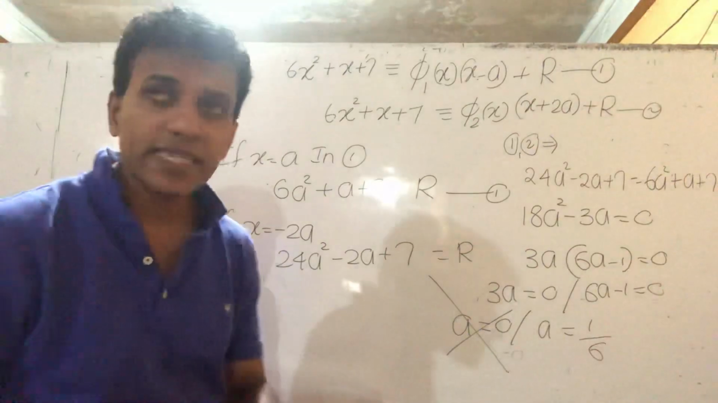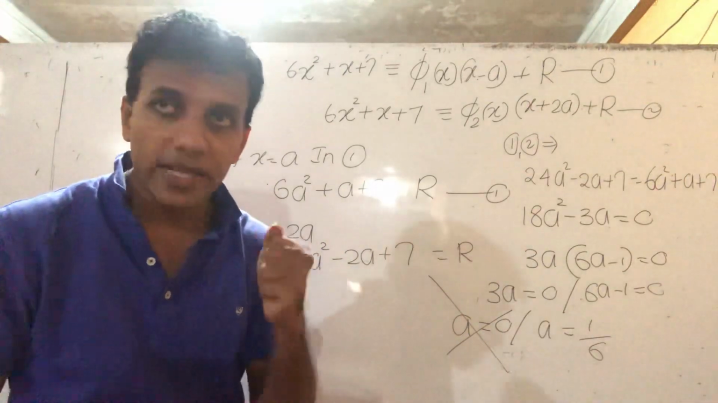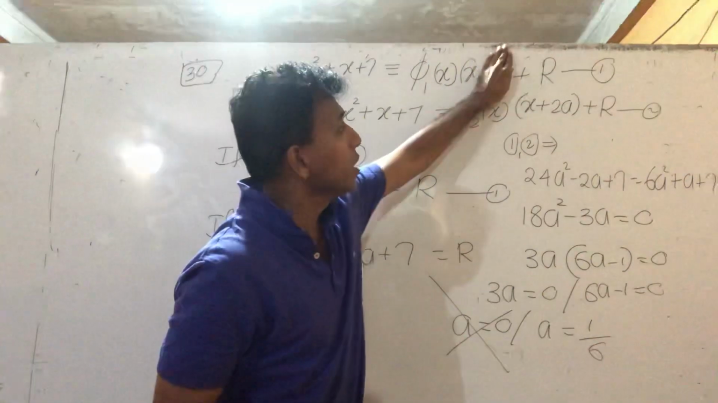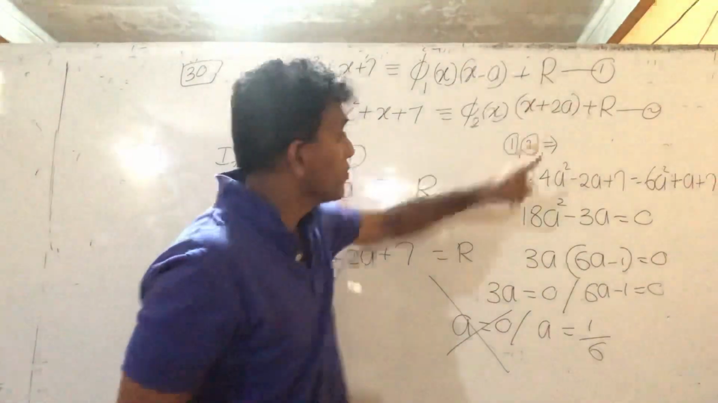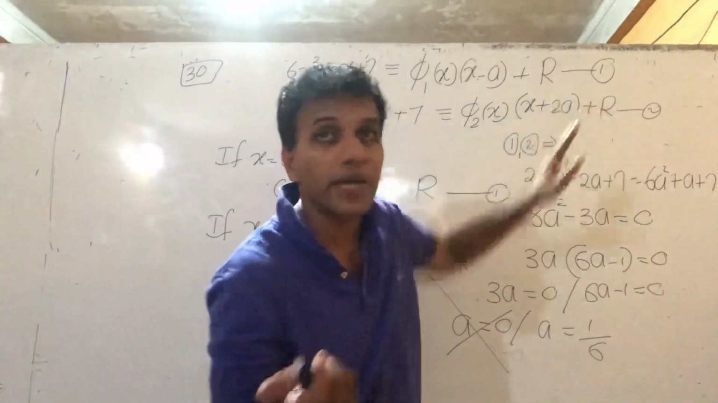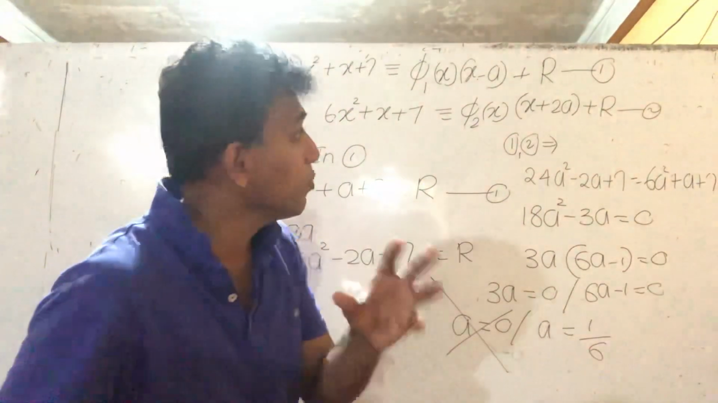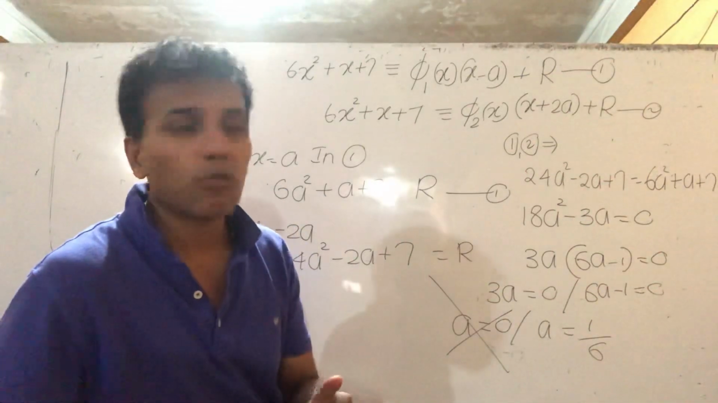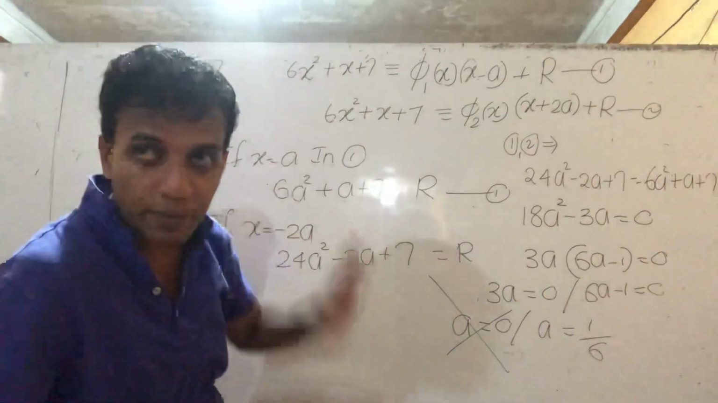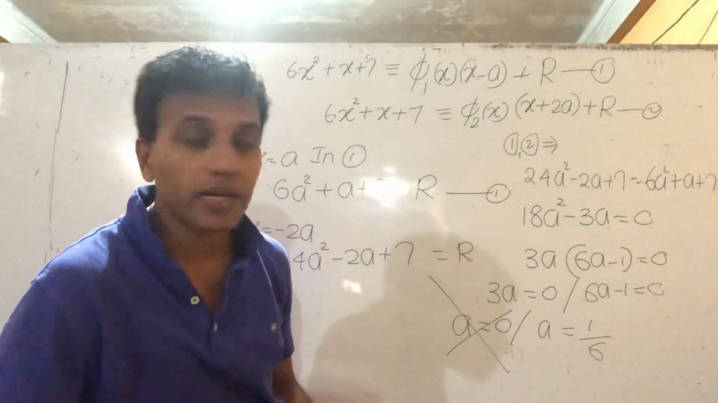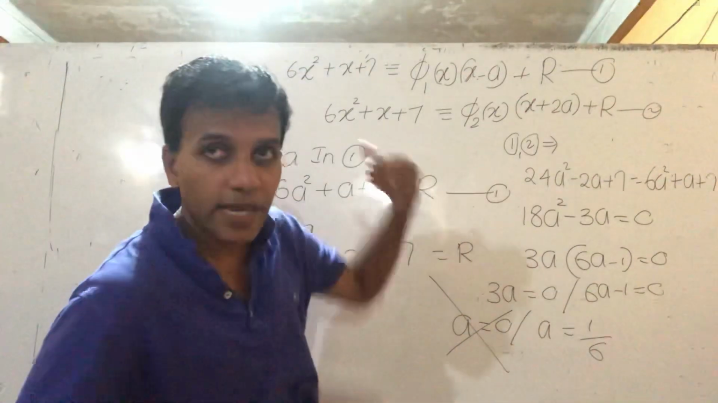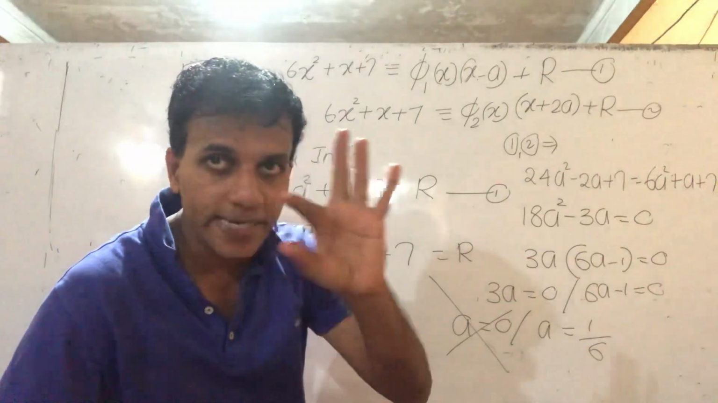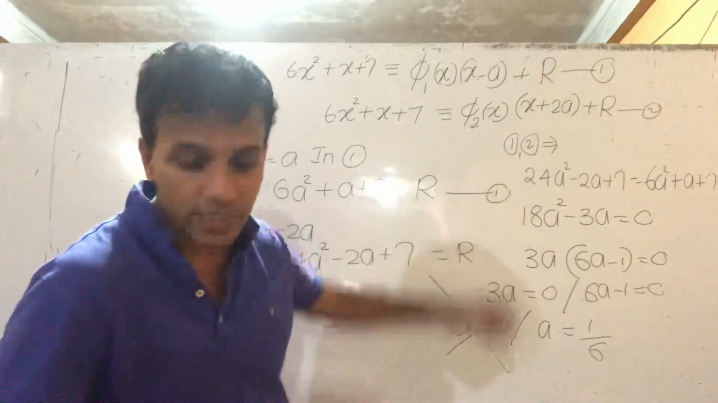Why did they say a not 0? Go here. If you put a for 0, divide by x. If you put here a for 0, divide by x. So both occasions, dividing by x. Therefore, only one polynomial. Both occasions the polynomial is the same. Divide by x means what? Same answer, same remainder. Only one equation, only one identical polynomial. That's why this condition.